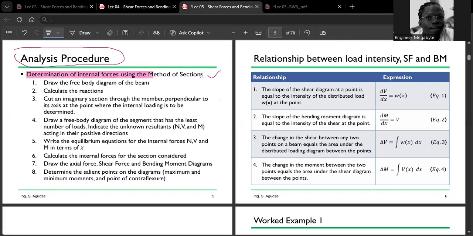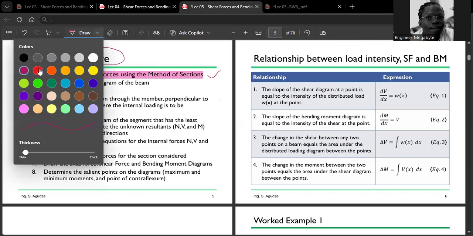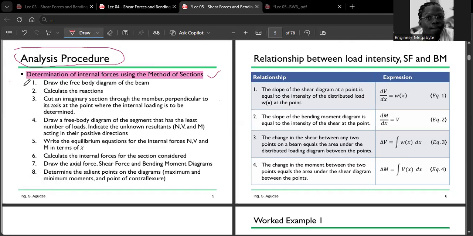So we are going to be cutting some sections. One, what are we supposed to do? We are supposed to draw the shear force and bending moment diagram as we learned in lecture 3. Two, you calculate the reactions. You see, at least you get some marks. Three, cut an imaginary section through the member perpendicular to it, at the point where the internal loading is to be determined.